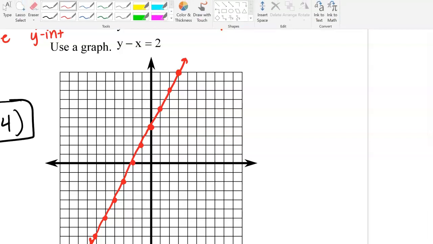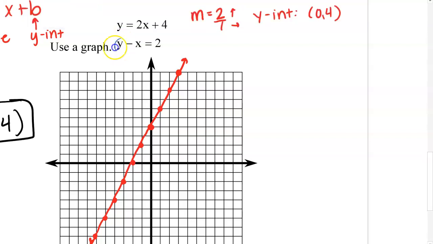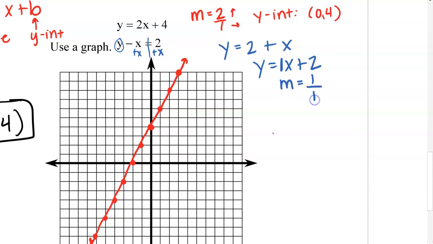Okay, now the problem with the next line is that you can see that y is not by itself. In order to get this line into y = mx + b, I would have to add the x to the other side. So y = 2 + x. This is the same as saying y = x + 2, so whichever way you want to write it. But to find the slope, we want to be sure that we look in front of the x value, which tells me the slope is 1. And we want to look at the y-intercept, which is the b value, or 2.